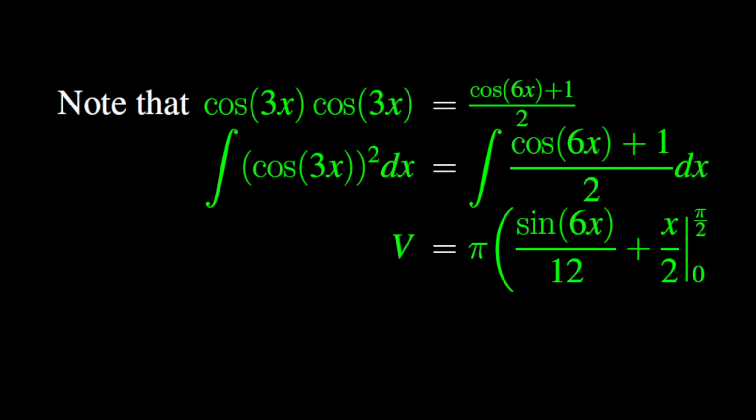Using the fact that the integral of cosine of 3x times cosine of 3x is the fraction sine of 6x over 12 plus x over 2. So the volume of the solid is obtained by evaluating the antiderivative from 0 to pi over 2.